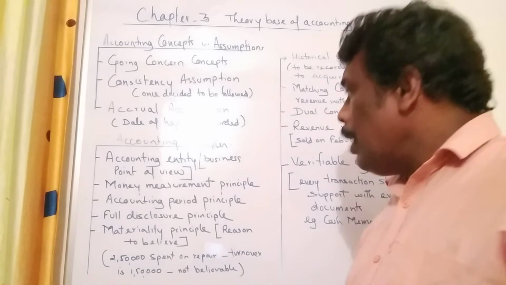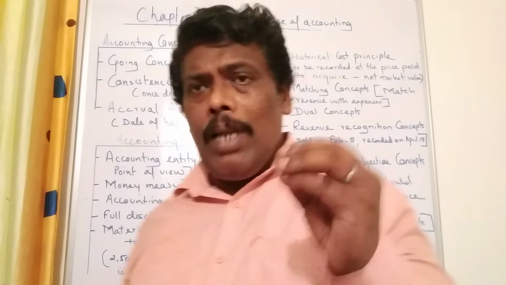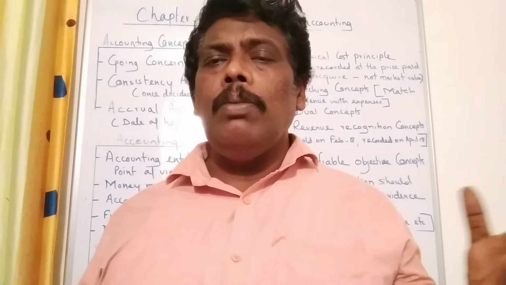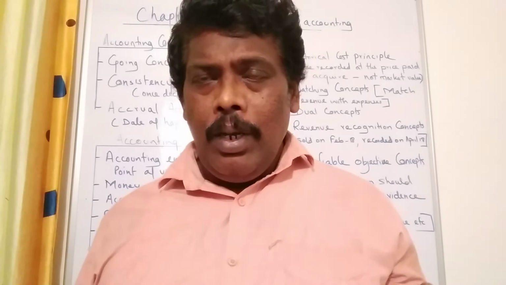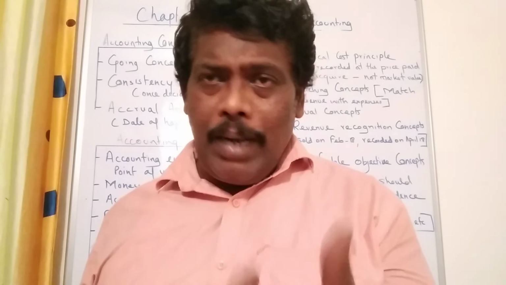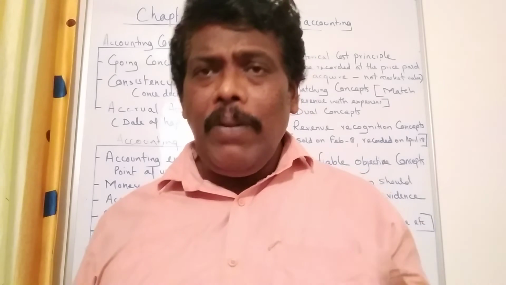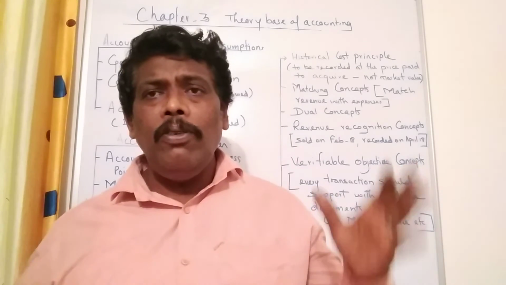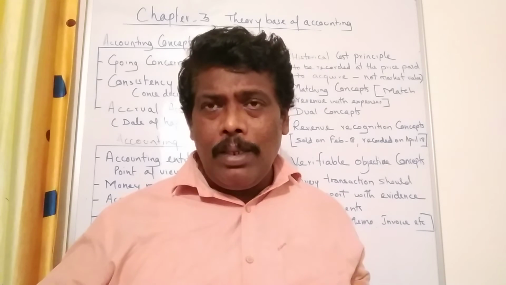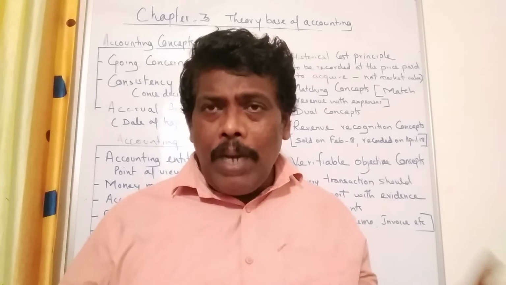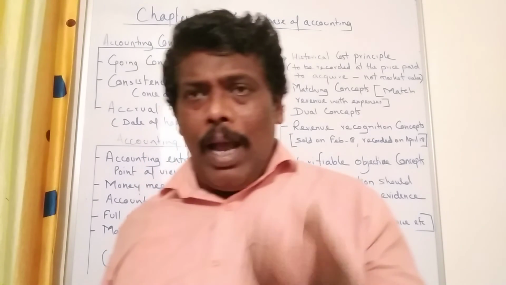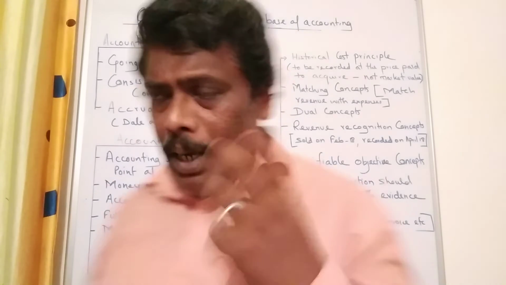Next is money measurement principle. Every transaction has to be measured in terms of money. For example, purchased goods from Ravi rupees 10,000. Here 10,000 is the measurement of that particular transaction. So similarly, every transaction is measured in terms of money. Okay? Paid salary rupees 20,000. It means 20,000 is the money measurement of that particular transaction. So every transaction has to be measured in terms of money.